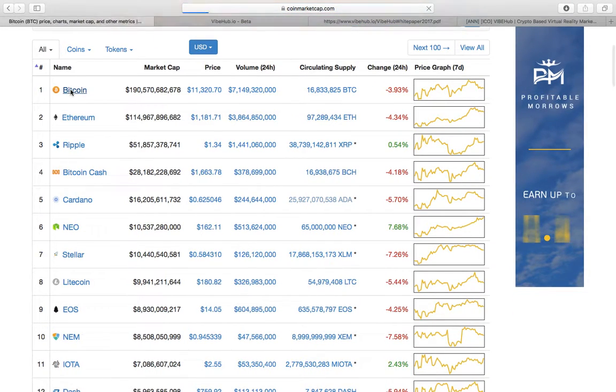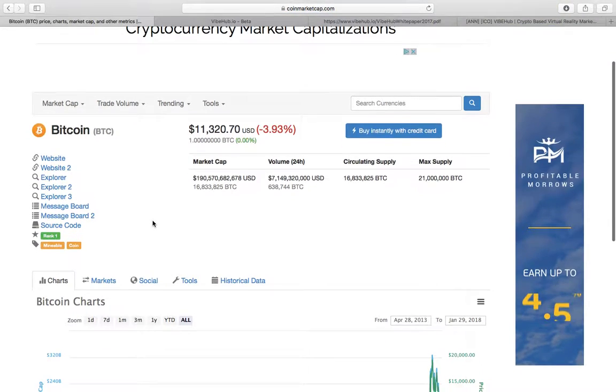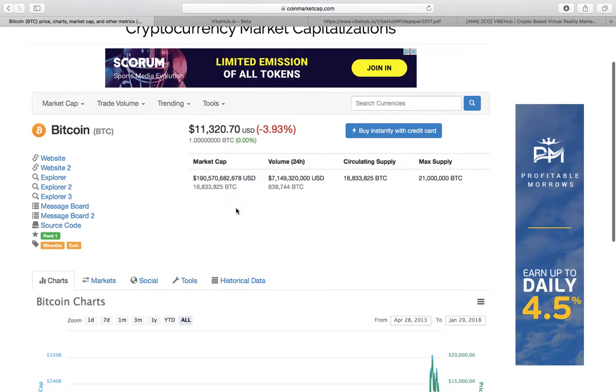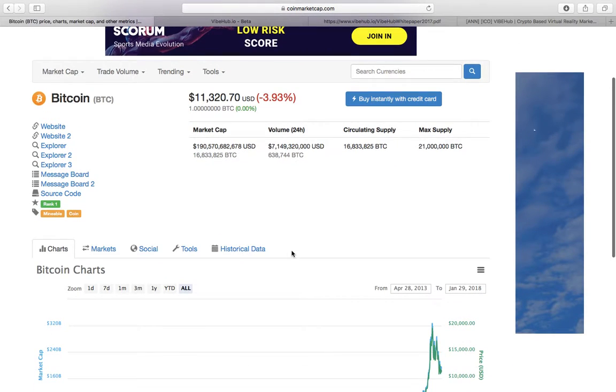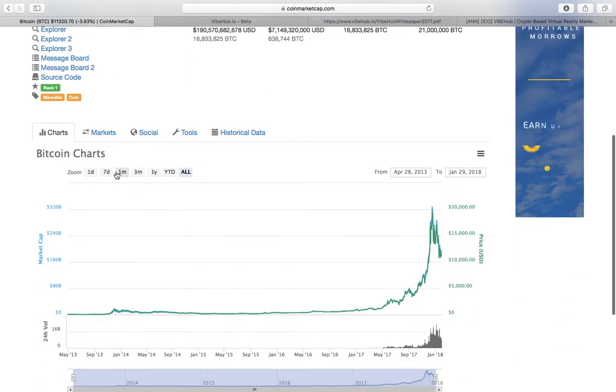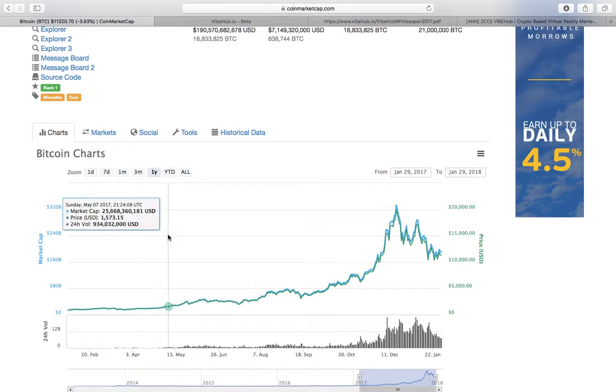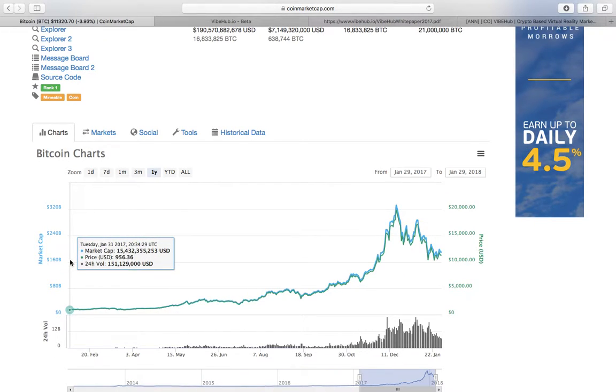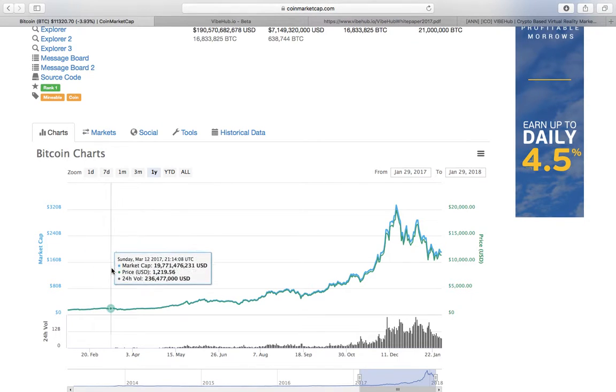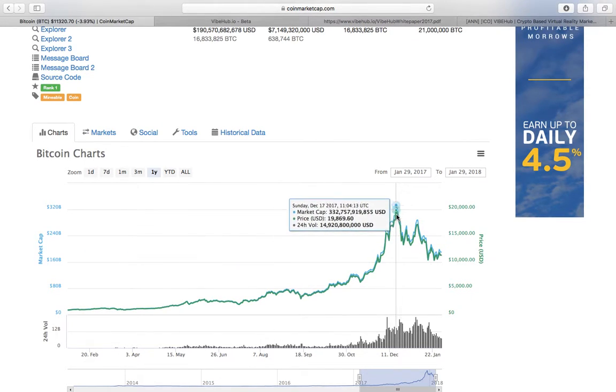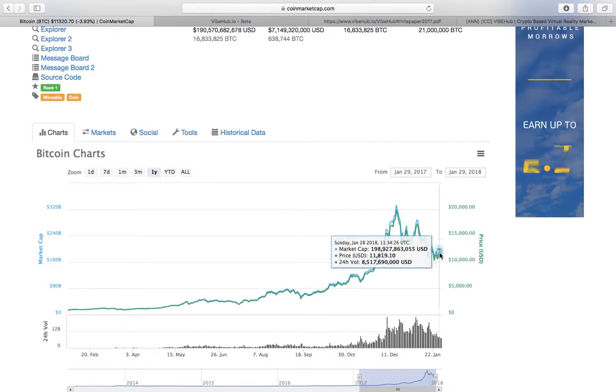Okay, so let's go ahead and look at Bitcoin. 11,000. Huge market cap, volume, different websites. Same thing as before. Let's look at 1 year for Bitcoin. Go all the way back to January 31st of last year, 2017. It was $956.36. That'd have been great. And it's gone all the way up to peak at right around 19, if I remember, 19.8. So almost 20. And it's taken a dive here.